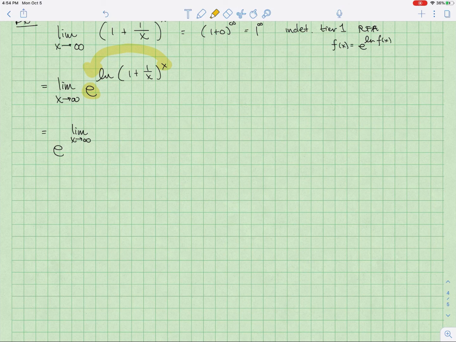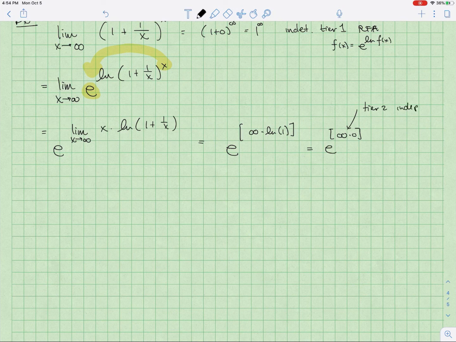The other thing that we're going to do is we're going to bring that exponent down as a coefficient. That's why we rewrote it this way, so that we could bring that power down. So this is x times the natural log of 1 plus 1 over x. Reevaluating this, what we get is e to the infinity times the natural log of 1, which is e to the infinity times 0. And this is Tier 2.